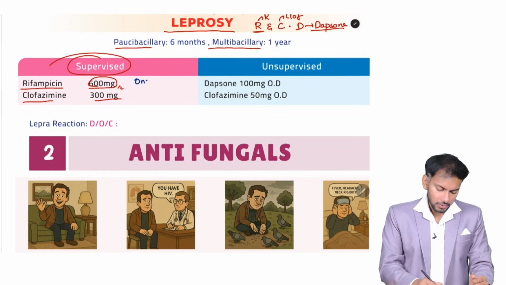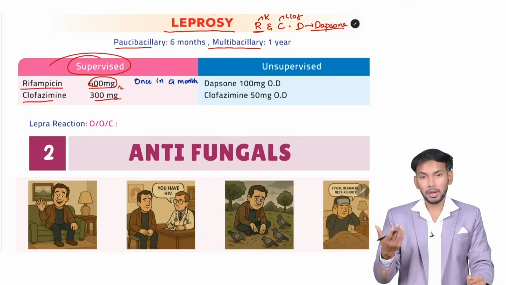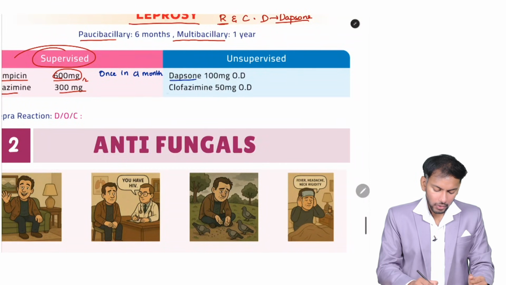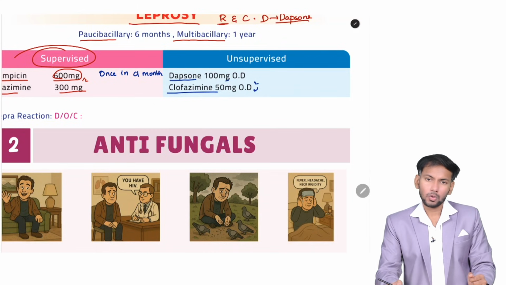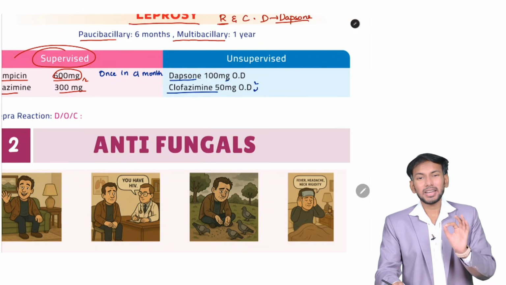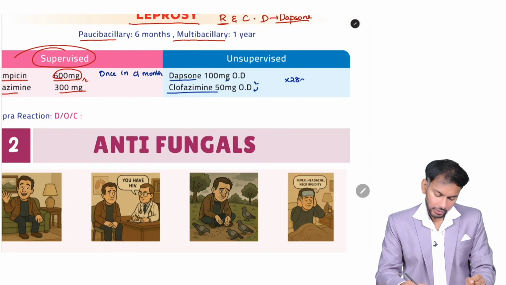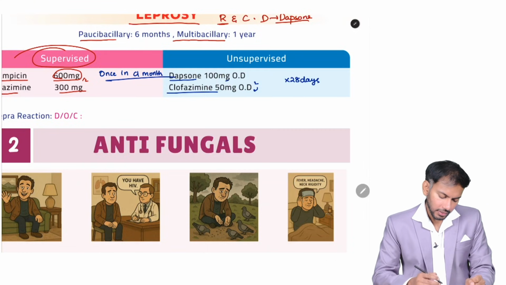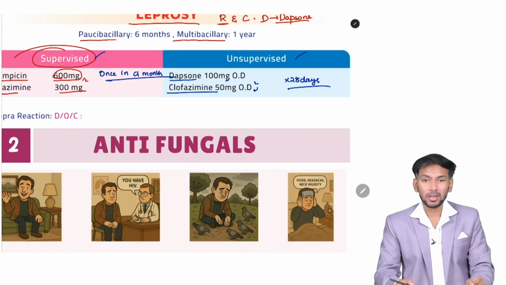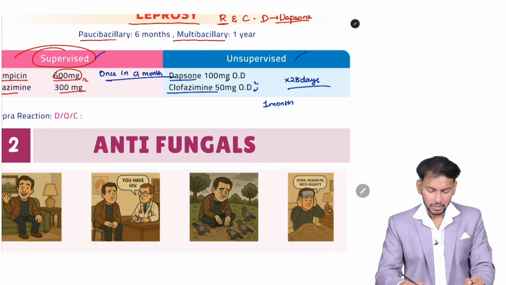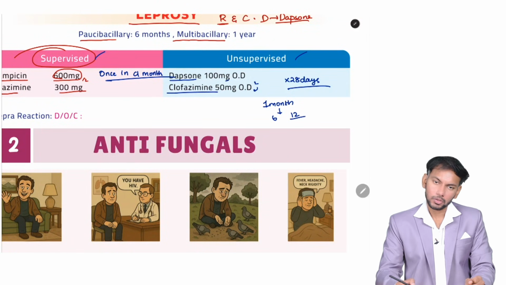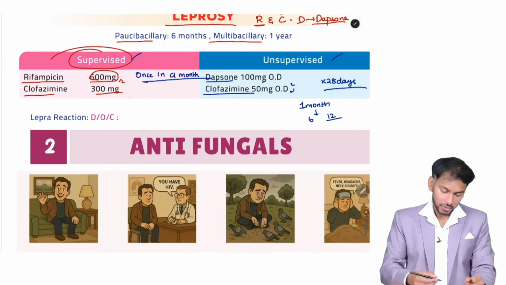So, you give it once, in the first day of the month. Now, after that, he goes back home and he takes dapsone and clofazimine. Again, remember 100 mg, 100 by 2 is 50. Okay, dapsone and clofazimine. Now, he takes this daily for 28 days. That's all. 1 month is done. 1 day he is taking supervised therapy, 28 days he is taking unsupervised therapy. So, this is 1 month treatment. Now, if a person is having paucibacillary, he should do it for 6 months. If a person is having multibacillary, he should do it for 12 months. That's all. Now, what is the drug of choice for lepra reaction? These are steroids.